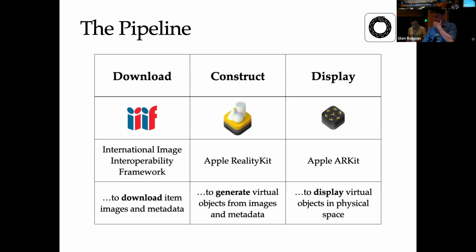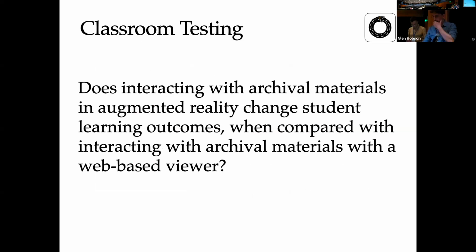So very briefly, here's how Booksnake does this, moving left to right. Booksnake first uses IIIF to access, download, and manage images and metadata. Then, in the middle, Booksnake uses Apple's RealityKit to automatically generate a custom life-size virtual object. And then finally it uses Apple's ARKit to display the object in physical space and to handle user interactions with the object.